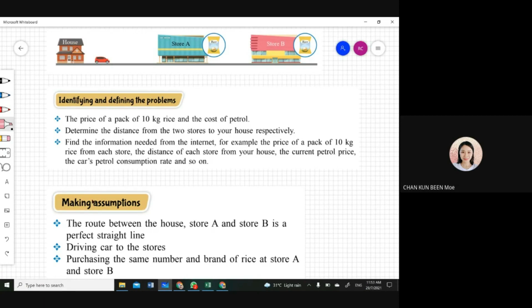So the first 2 components, are you okay with it so far? Yes. So far, I'm giving you all of this explanation. In the next class later on, you will have to come out with your own identification and defining of the problem and so on. So this is making assumptions.